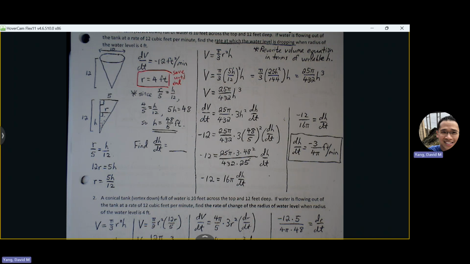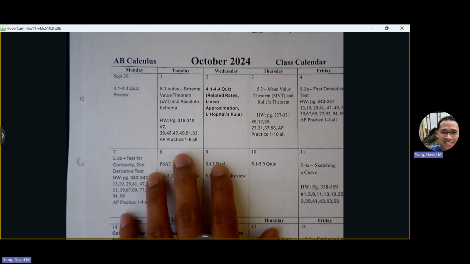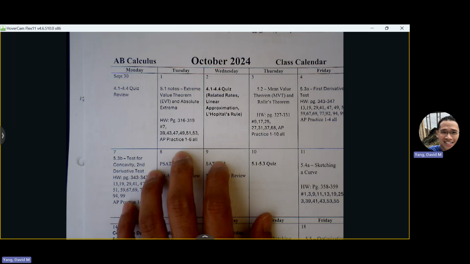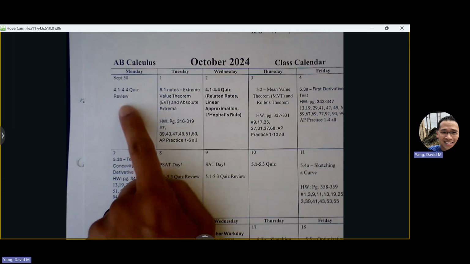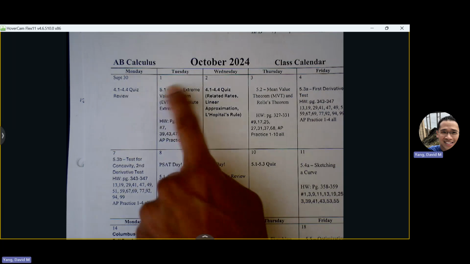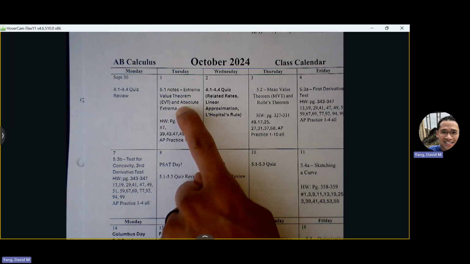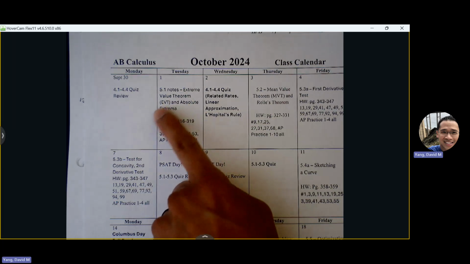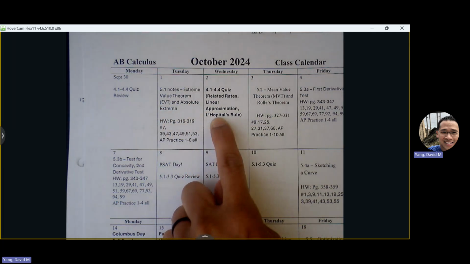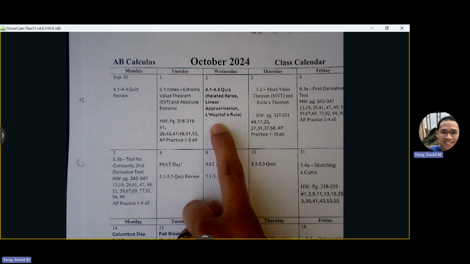Okay, let me talk about the schedule. So no school tomorrow, which means I'm going to be pushing the quiz to next Wednesday. Okay. So Monday, we'll do a full quiz review. Tuesday, we'll still do quiz review, but I don't want to lose a day of instruction. So I'm going to start 5.1 notes the first half of class, review the second half of class. And then that way we have a class period and a half to prepare for your Wednesday quiz.